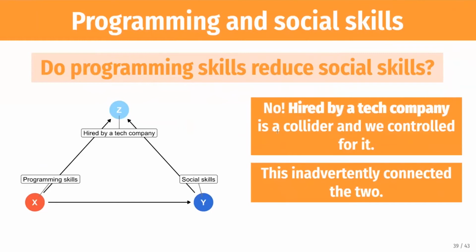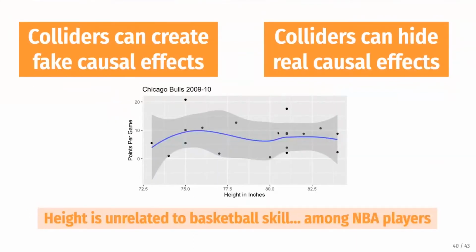Most often you'll see this collider idea when you're talking about selection bias. So here's another example. If you look at this graph, this shows the height of basketball players and the number of points per game that they score. And if you notice, there's no relationship between height and points per game. So that means like anybody can play basketball. You can be super short and still score lots of points. The issue here, though, is that's not entirely true. There's a collider here. This is for NBA players. So height is unrelated to basketball skill only for people in the NBA.